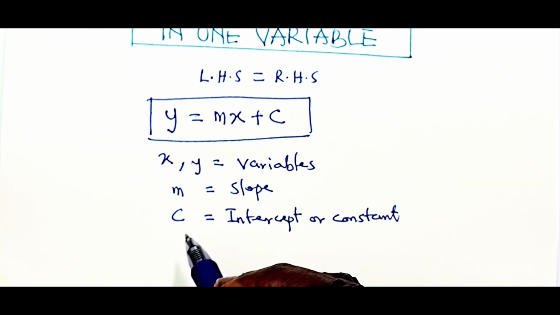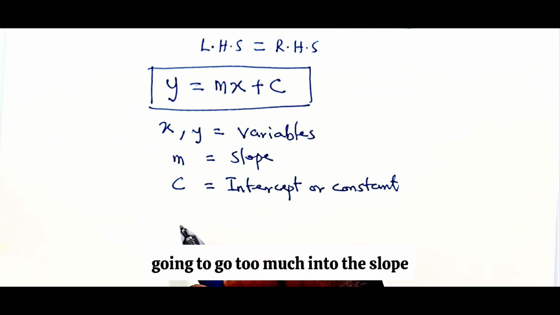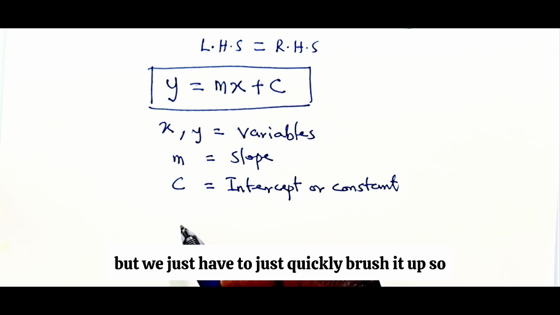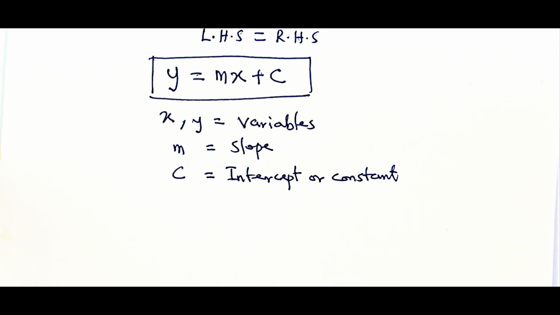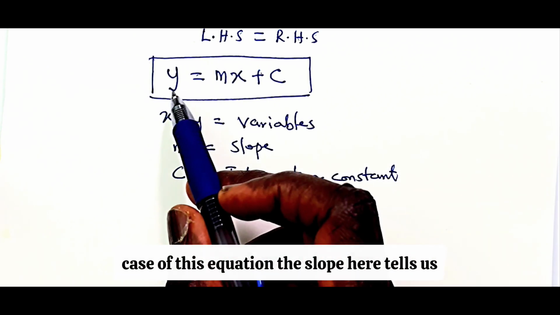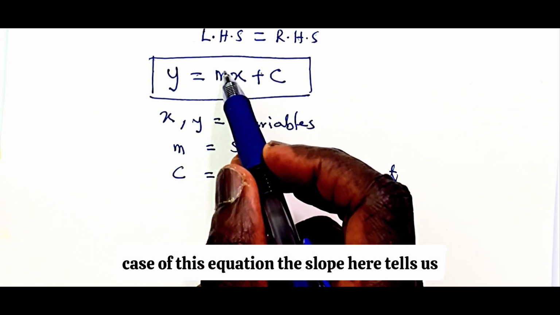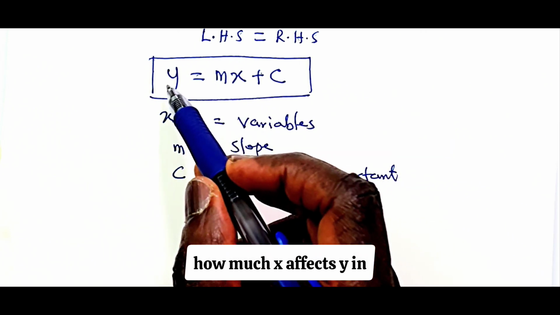So let's quickly delve into the meaning of slope. We're not going to go too much into the slope, but we just want to quickly brush it up so that we can refresh our memory. Slope is defined as the rate of change, and it tells us how much one variable affects the other variable. In the case of this equation, the slope tells us how much x affects y.